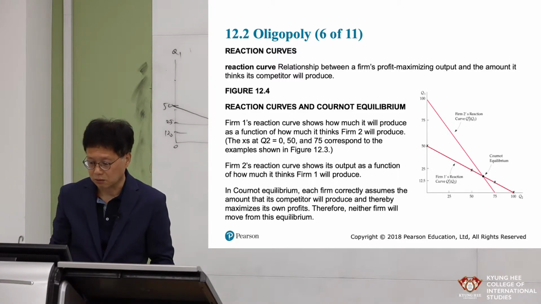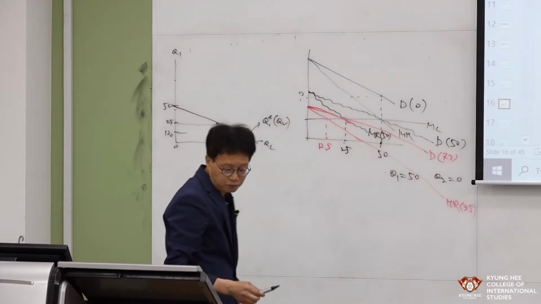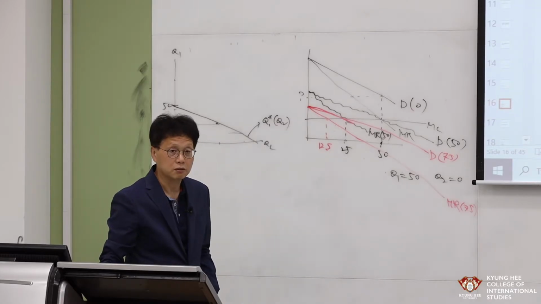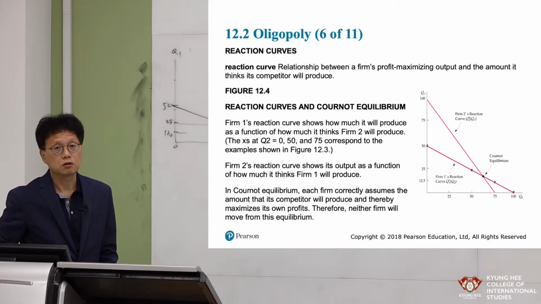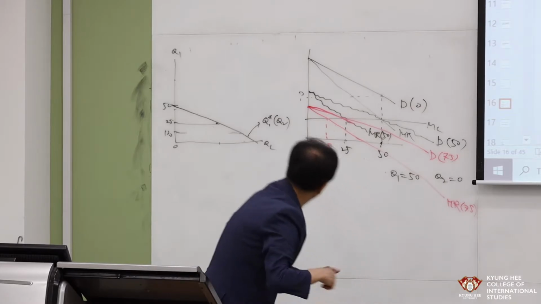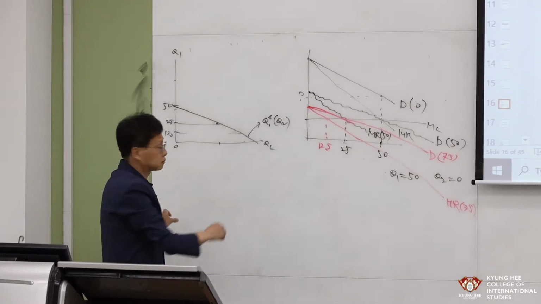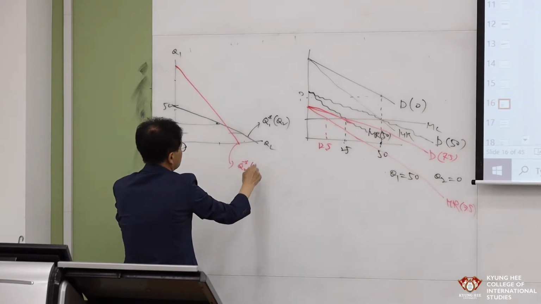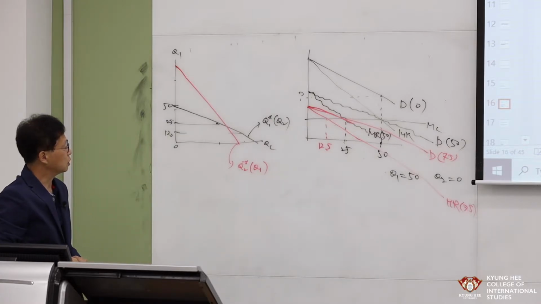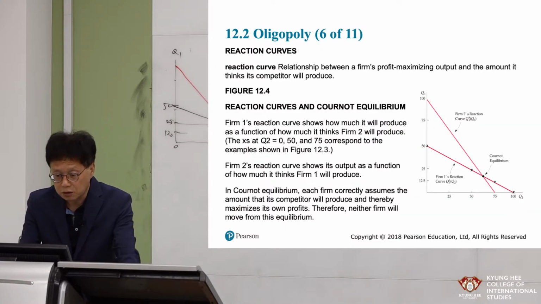That is the reaction curve. Similarly, we can draw Firm 2's reaction curve. Firm 2's profit maximizing quantity critically depends on Firm 2's assumption of Q1's production. It is shaped like this. That is Firm 2's reaction curve, Q2 star as a function of Q1. That is Figure 12.4 on slide number 16.